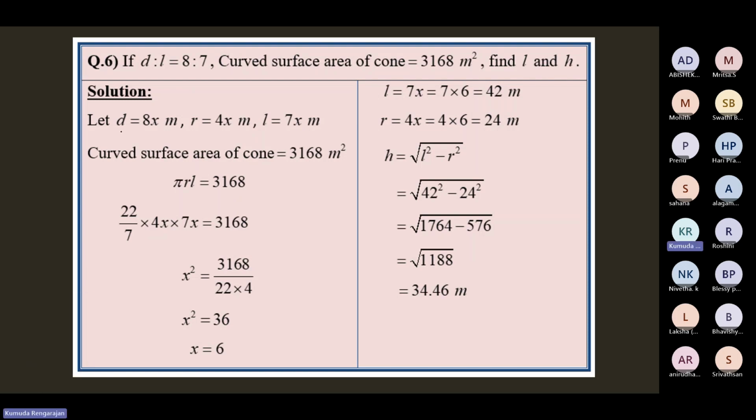You can see here, diameter is 8x, so radius is 4x meter. This is the unit. Meter is a unit. 7x meters, 4x meters, 8x meters.